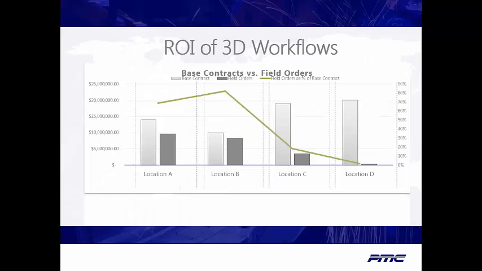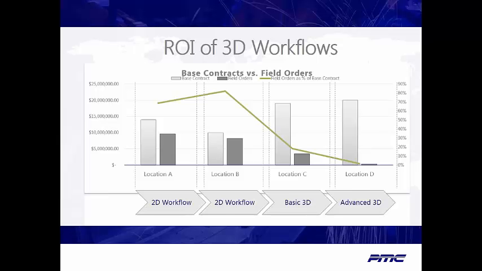This chart shows the effect 3D workflows can have on the number of field change orders seen on a typical factory construction project. These numbers are from a series of real projects done with one of the world's largest manufacturers. They show the progression from typical 2D processes to advanced 3D implementations and field orders dropping from over 35% of the total project cost to less than 5% with 3D workflows.